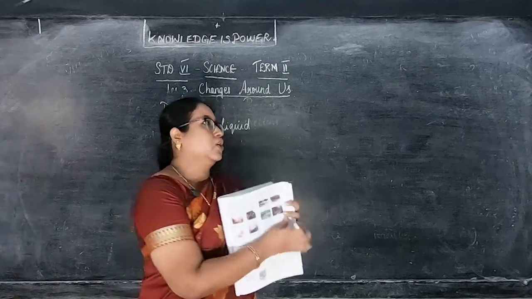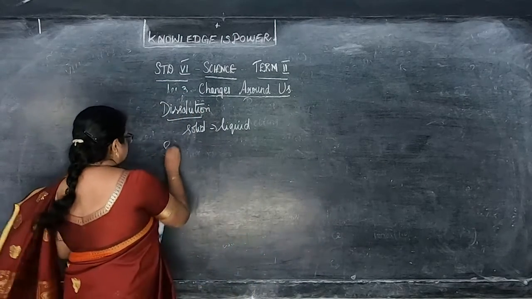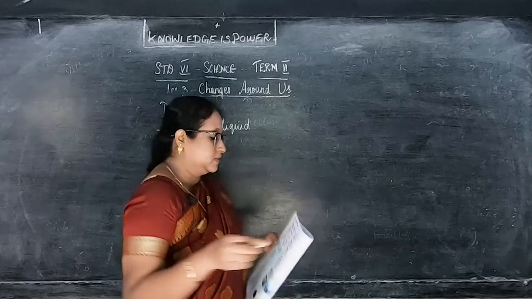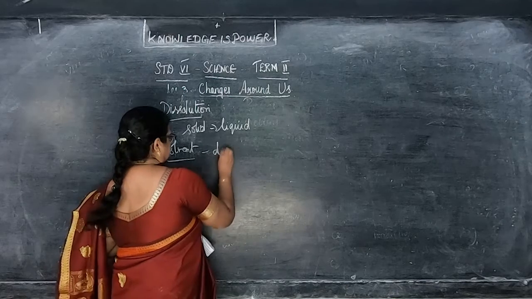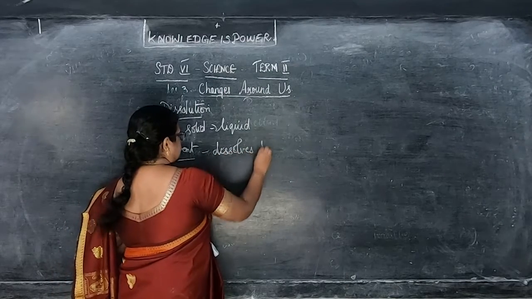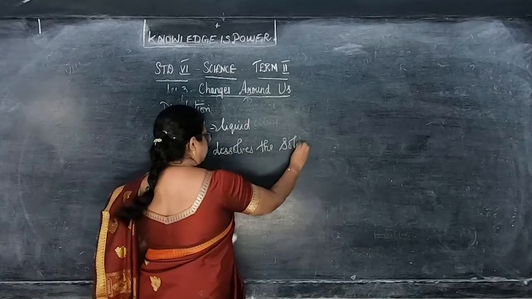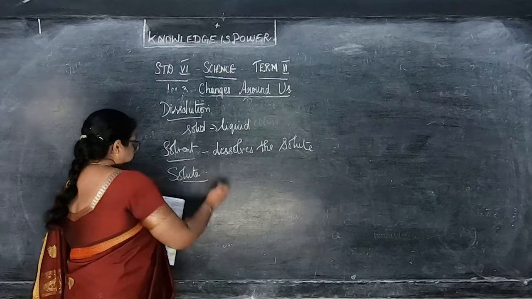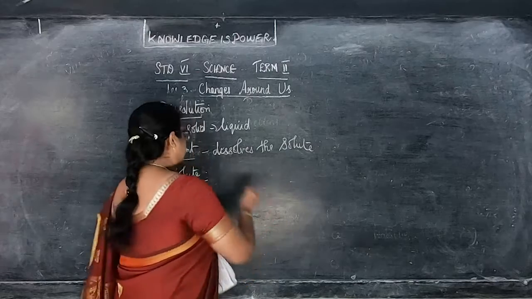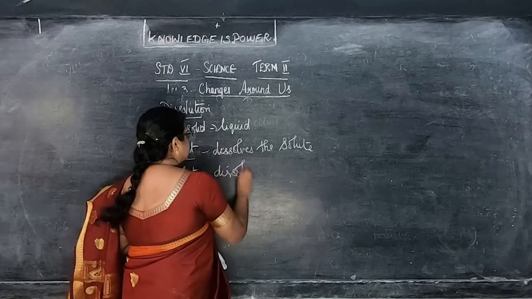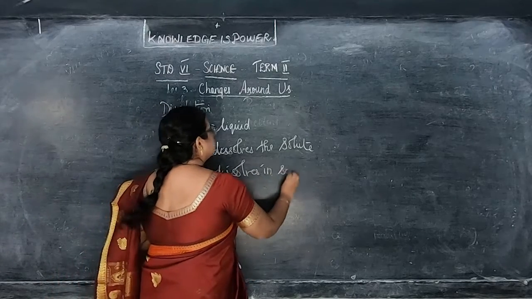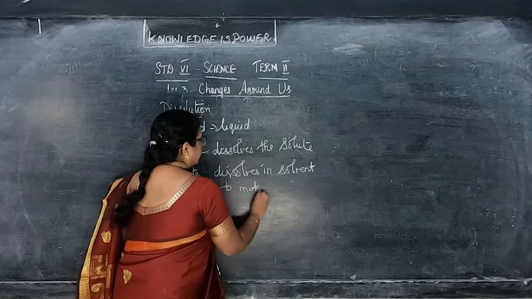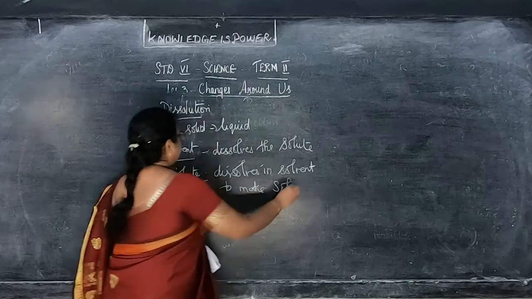Next is a solvent. So what is the solvent you are going to see? Solvent is a substance that dissolves. Dissolve means mixes. Okay, it dissolves a solute. Now what is a solute? Solute is what is dissolved in a solvent to make a solution. Okay children, so what is dissolution?